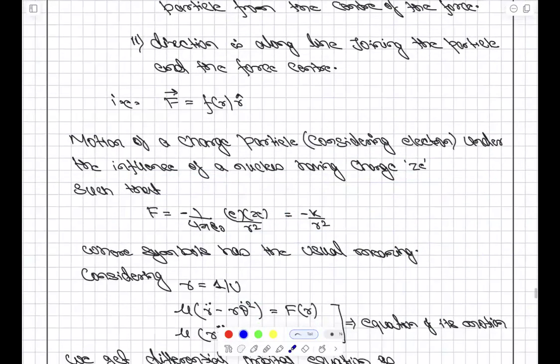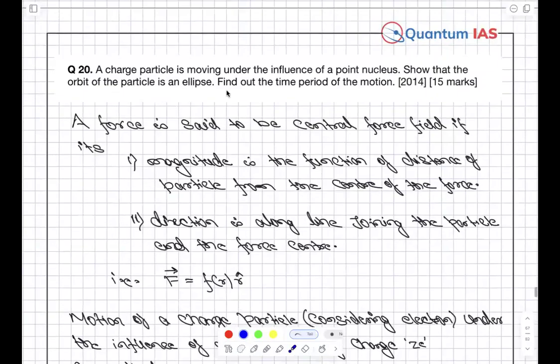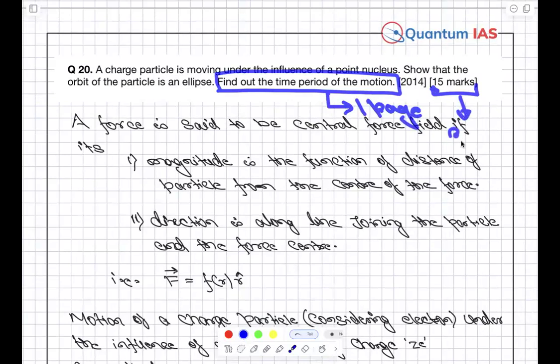Put the value. Now अब देखो कि कितने मार्क्स का है, 15 मार्क्स का है. इसमें दो चीज पूछा गया है, फाइंड आउट टाइम पीरियड ऑफ द मोशन. ये भी एक पेज ले लेगा. How many pages will we get in 15 marks? We will get only 3 pages. So how many pages we can utilize for the first part? 2 pages only, and that too we cannot dump any equation.